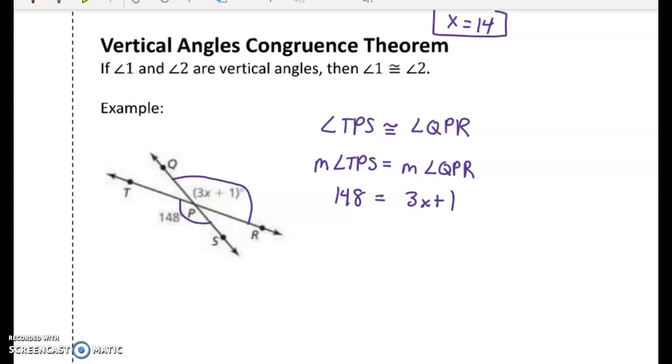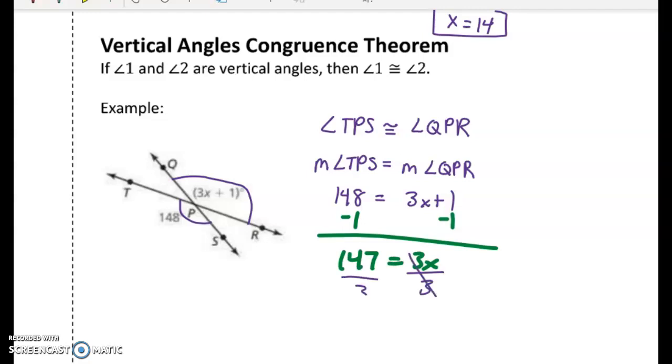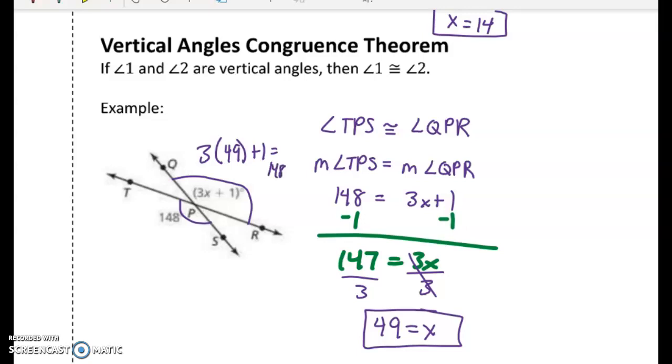So now we solve for x, so we're going to subtract the 1. So that's 147. And then to get x by itself, we're going to divide by the 3. And we, of course, use our calculator if needed. And we find out that 49 equals x. And once again, if they want us to find x, then we're done. If they want to know the angle measure, we can plug it back in. And hopefully, since they should be congruent, if we plug in 49, it should equal 148 degrees. Let's try it. 3 times 49 plus 1 is 148 degrees. So that totally checks out.